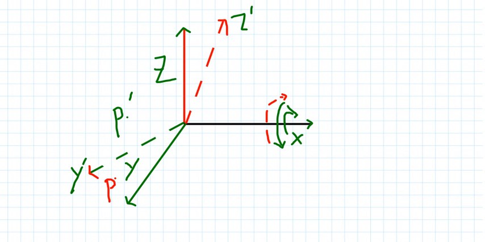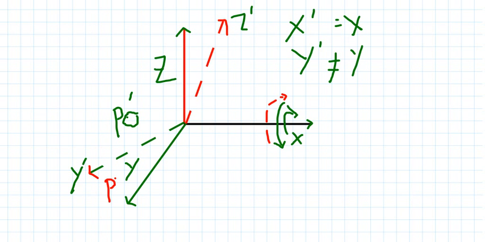So particularly what will happen here is that as the x-axis has not changed its position, the x-coordinate value of this newly formed point P dash will be the same as that of the original point P, but the y and z coordinates of P dash will be different from the y and z coordinates of P. In that way, you can say that x dash will be equal to x, y dash will not be equal to y, and z dash will not be equal to z. So this was x-axis rotation.